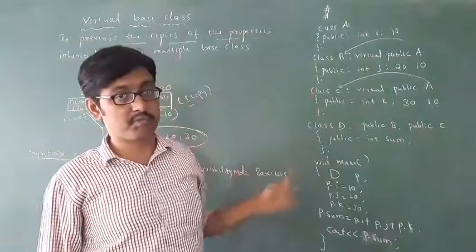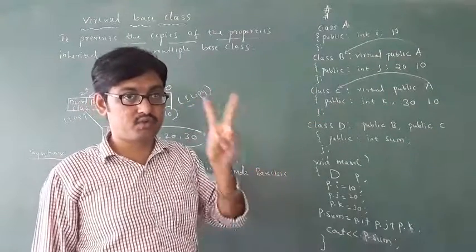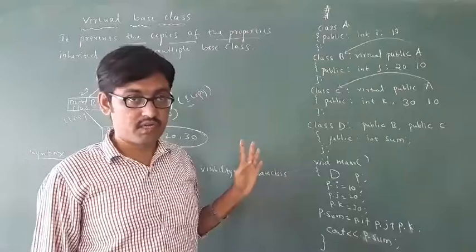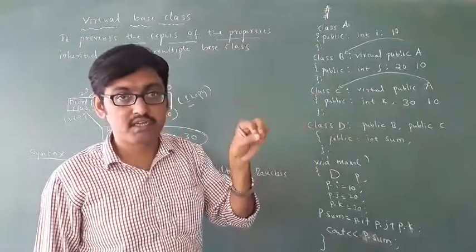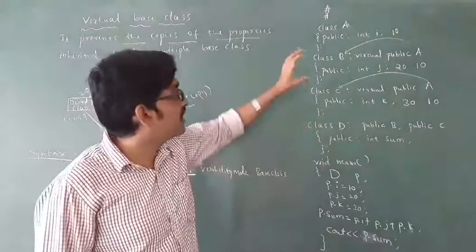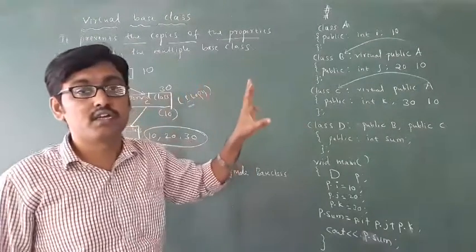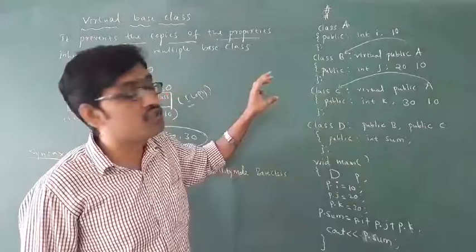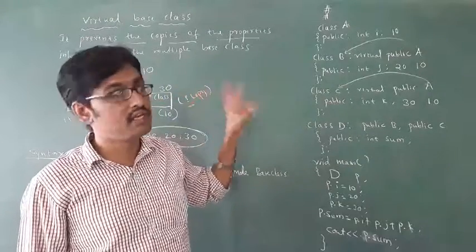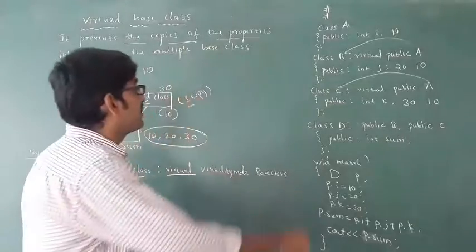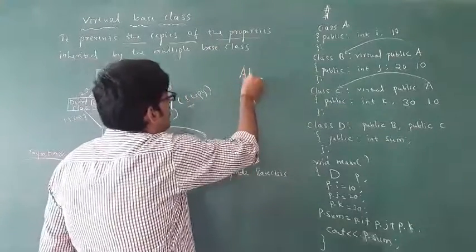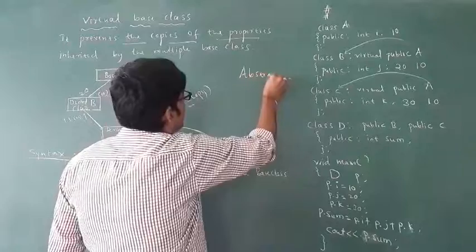Why is it a virtual base class? It prevents two copies from going to D. That's why B and C, which carry the two copies, are the virtual base classes. You have to remember this. This is what a virtual base class is about. Next, in the examination they will ask a one mark question: what is an abstract class?